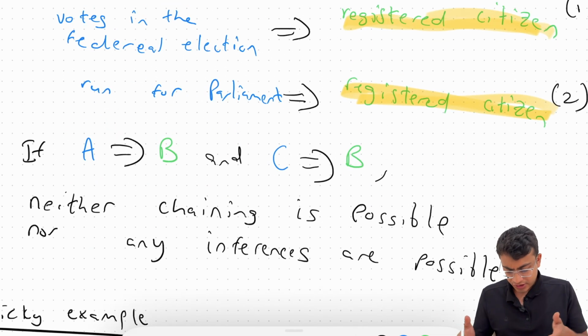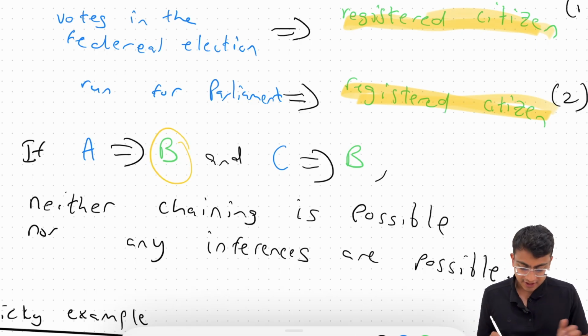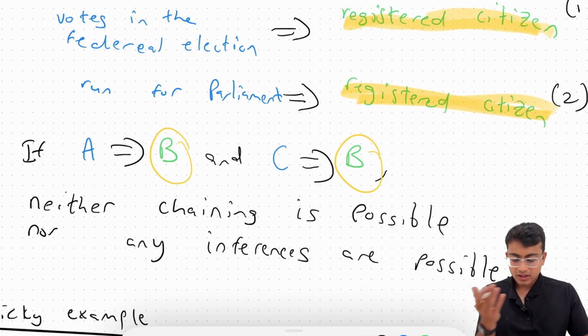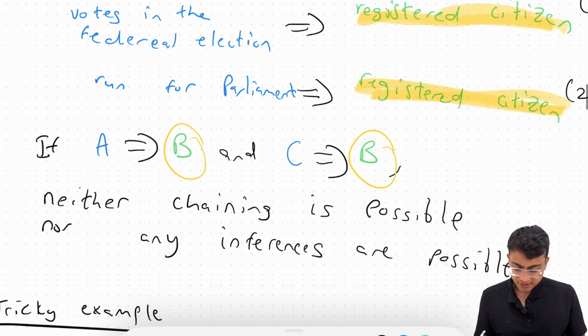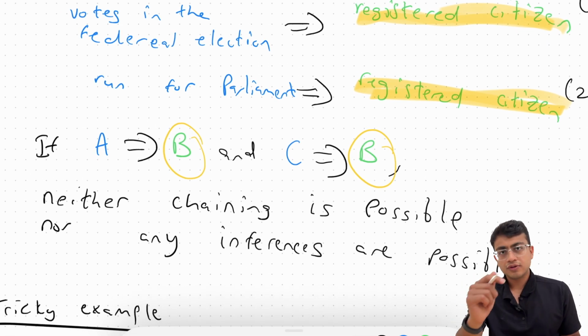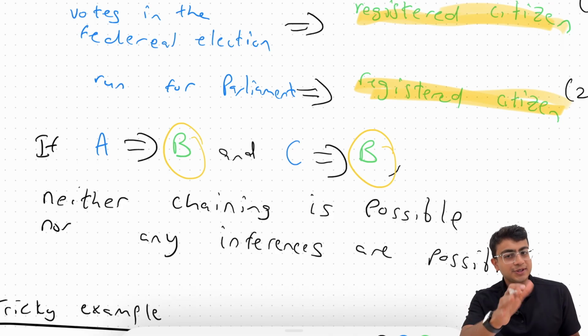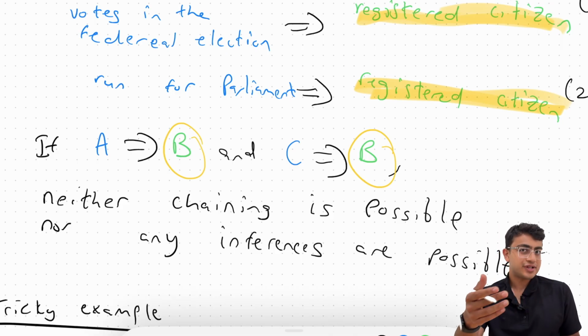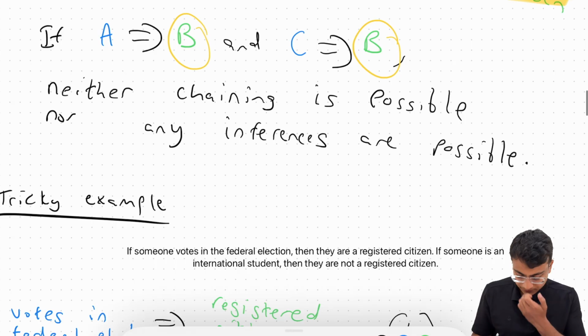And in general, if A implies B and C implies B, so notice how B appears on the right side for both diagrams, neither chaining nor inferences are possible. I want to do one more example, and this example is going to be a little tricky. So try it yourself first if you want.